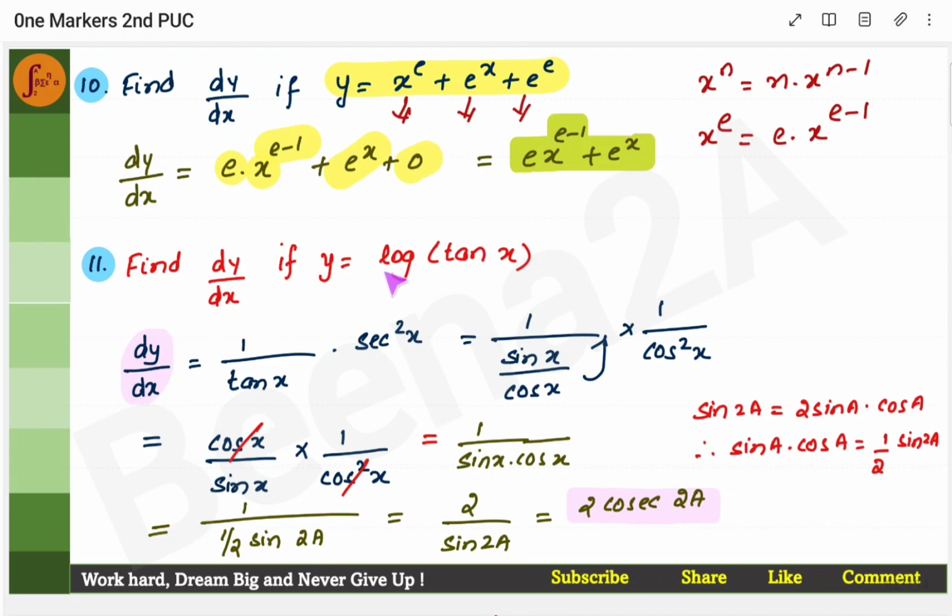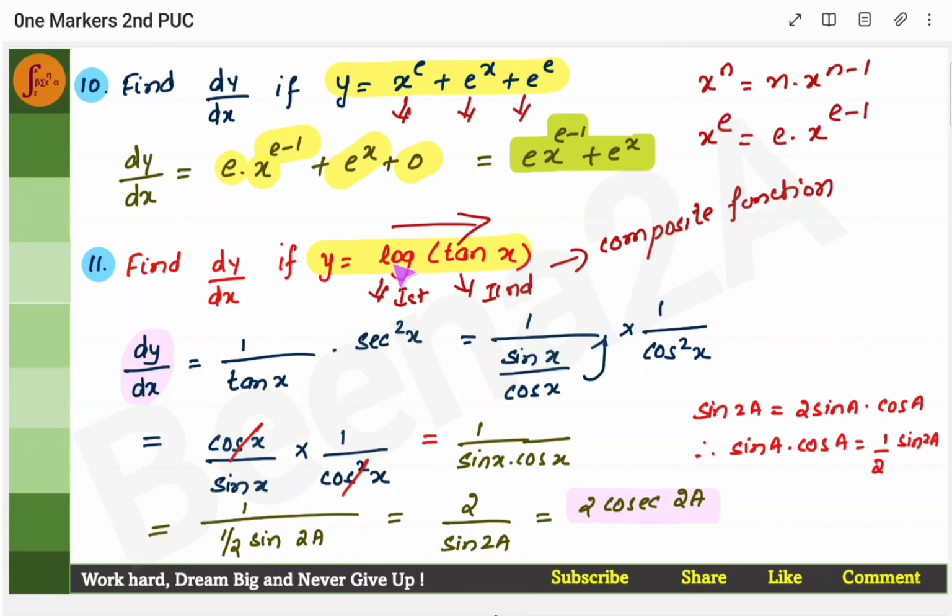Now find dy by dx if y is equal to log of tan x. Now, this is a composite function, right? So you'll have to use chain rule. There are how many functions here? You have one function, here one function. Say this is the first function, this is the second function, right? Now you go from left to right.